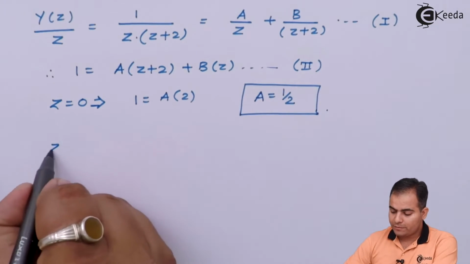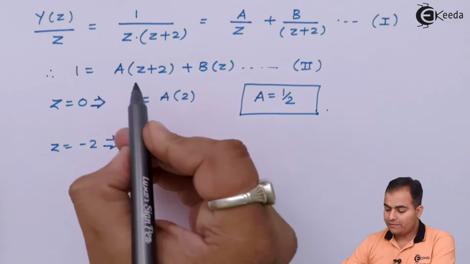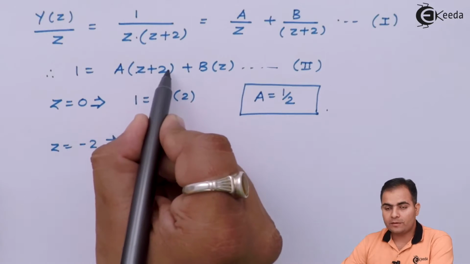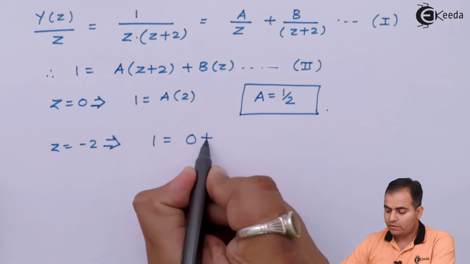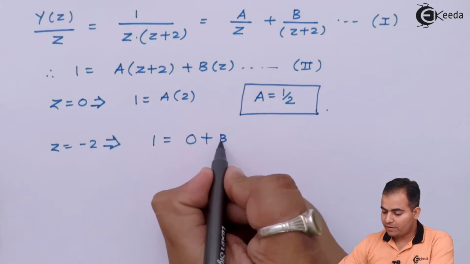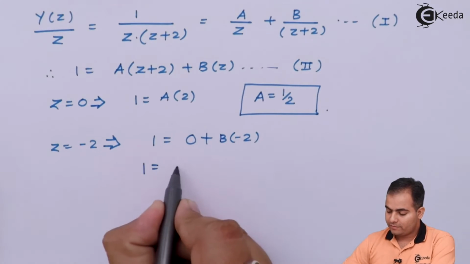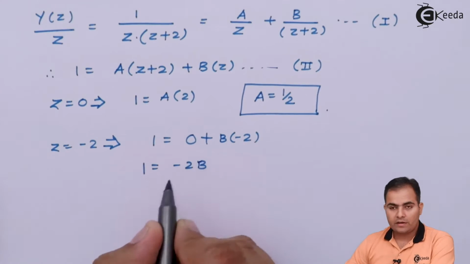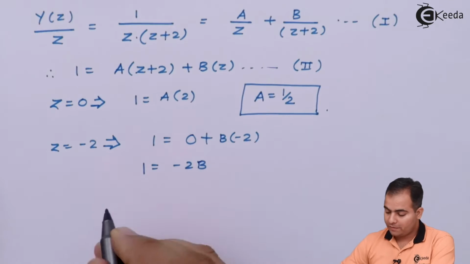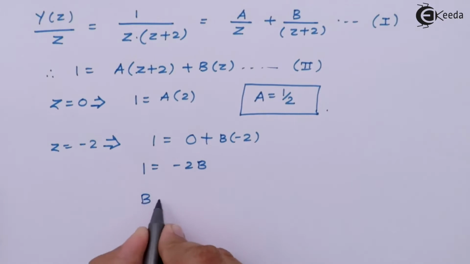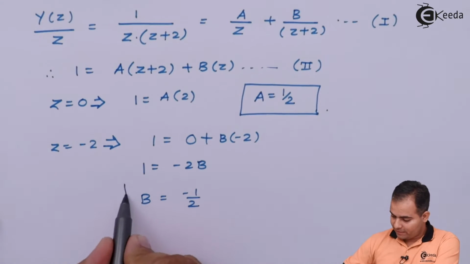Now similarly we will substitute z equals to minus 2. If I substitute z equals to minus 2, then minus 2 plus 2 becomes 0, so the whole A term is replaced by 0. So I can write 1 plus 0, and this z is replaced by minus 2, so we are going to write b into minus 2. So what I can get, I can write 1 is equal to minus 2b. And if I shift this minus 2b to the left hand side, my b value is minus half.